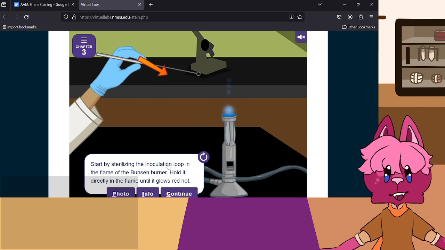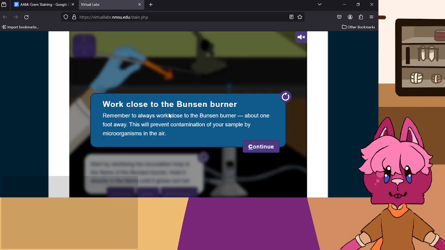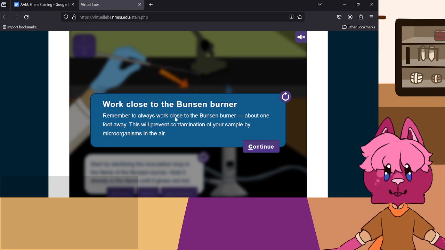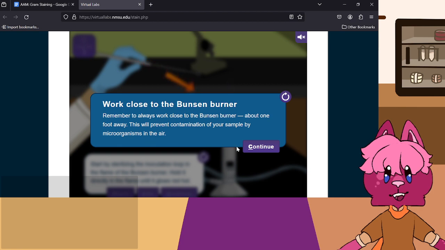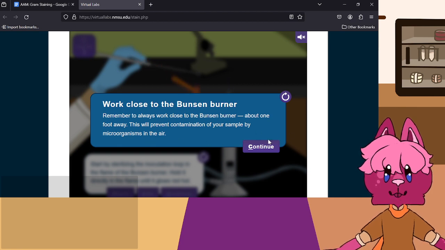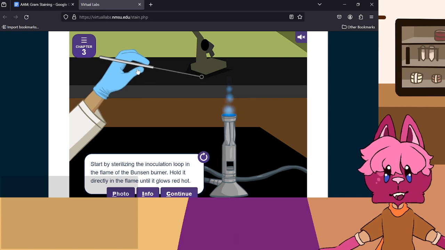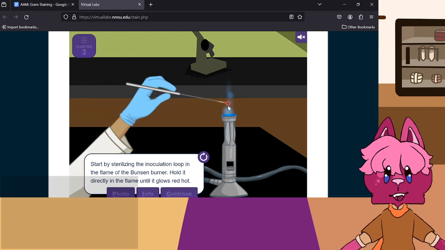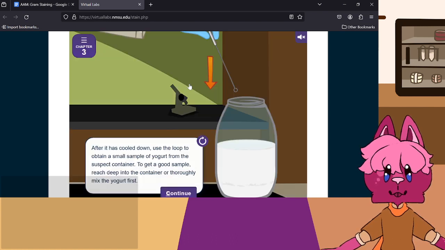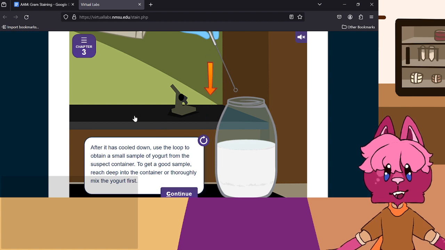So before we do that, we have to burn it. Also, there are microorganisms in the air, so working close to the Bunsen burner gives those microorganisms less time to contaminate your sample. We'll get into aseptic technique in another all about microbiology stream, but today is not that day. So we're going to sterilize it, and once it gets red hot, you pull it out and let it cool. That way you don't automatically kill your bacteria.